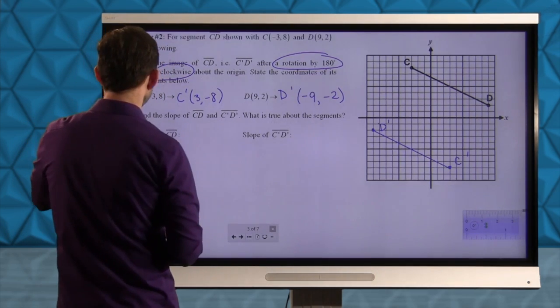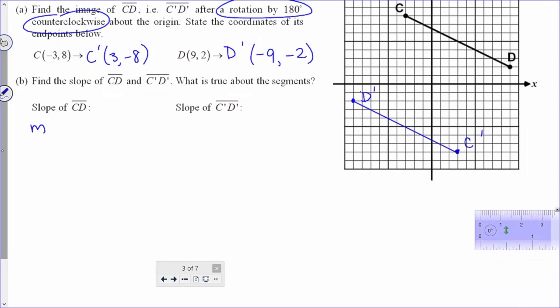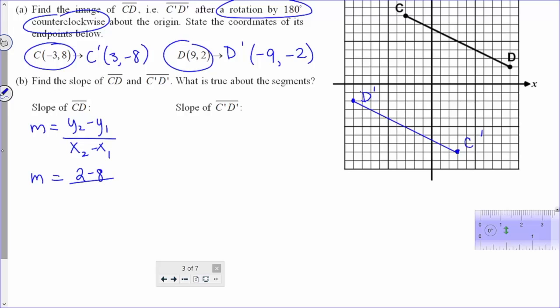The slope formula. We already reviewed the distance formula, but let's take a look at slope. Slope is the change in y divided by the change in x. That's y2 minus y1 divided by x2 minus x1. And we're going to start with these 2 points. So the slope of CD will be 2 minus 8, there's our change in y, and 9 minus, be careful here, negative 3. So that'll be negative 6 in the numerator and 12 in the denominator. Of course, 6/12 will reduce to 1/2, but we can't lose the negative. So the slope of CD is negative 1/2.